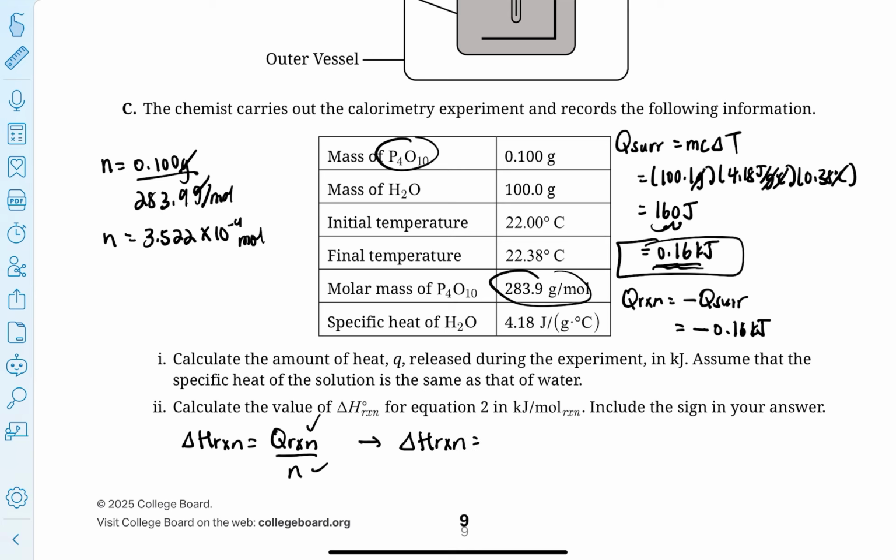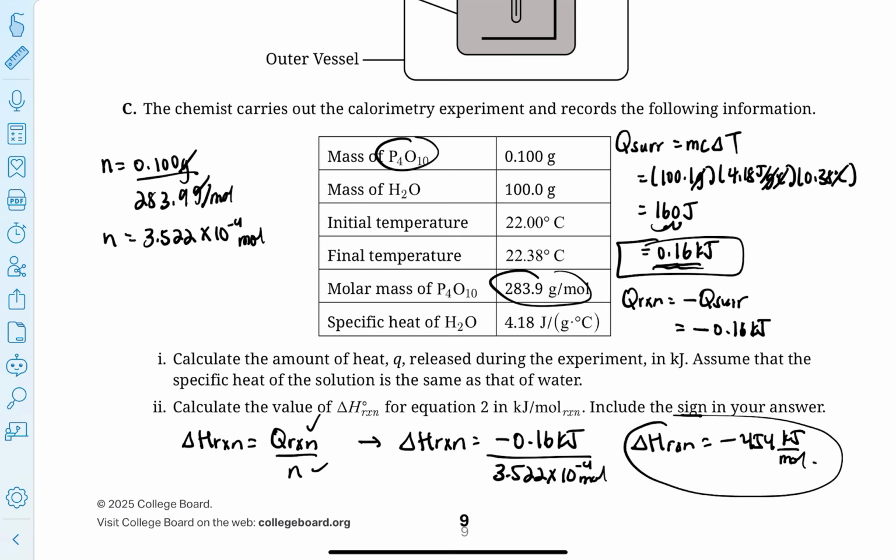So delta H Rxn equals negative 0.16 kilojoules divided by 3.522 times 10 to the negative 4 moles. This will equal, we have to be careful, we have to put the sign. So the answer is negative, it's exothermic. It's negative 454. Sorry, let me fix that. Negative 454 kilojoules per mole. Okay, that's how we do this question in question 3.